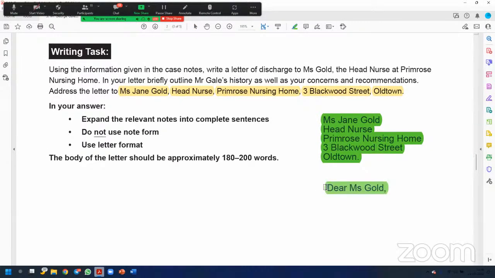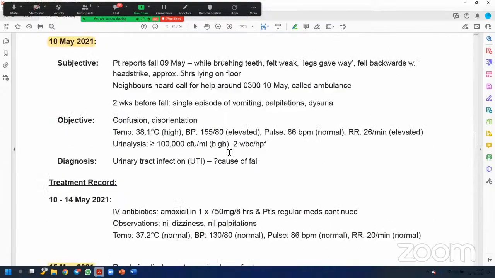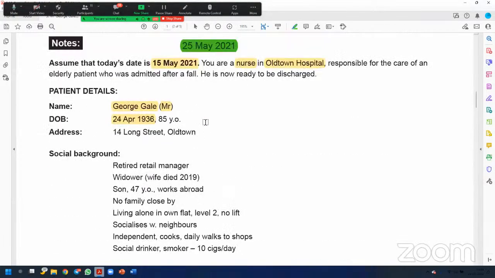For adults, you have to write the second name. So, Dear Miss Gold: Miss is the title and Gold is the second name. Title and second name. Then next, the subject line. You go to the first page here.